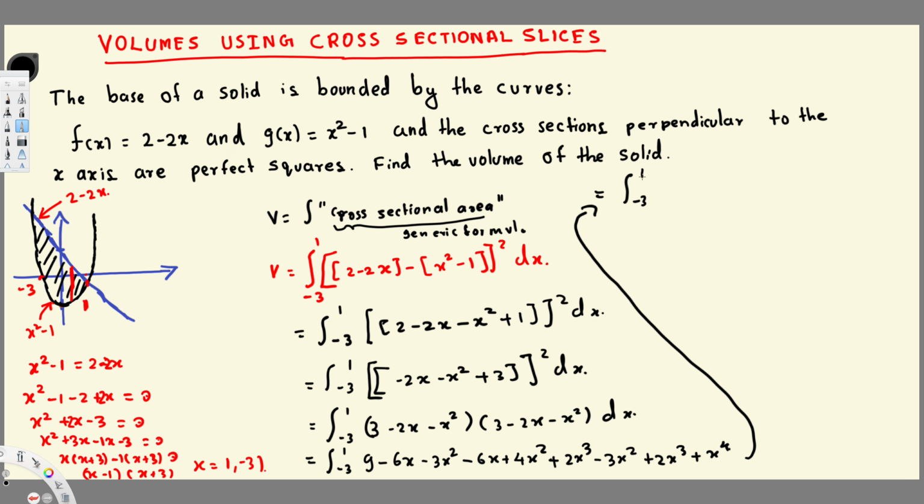Negative 3 to 1, and here we can add the similar powers. Maybe start with a number. So we have 9 right here. So let's put this 9, and let's add the x values. We have 6x, 6x, and those are the things we have. That's going to be minus 12x.